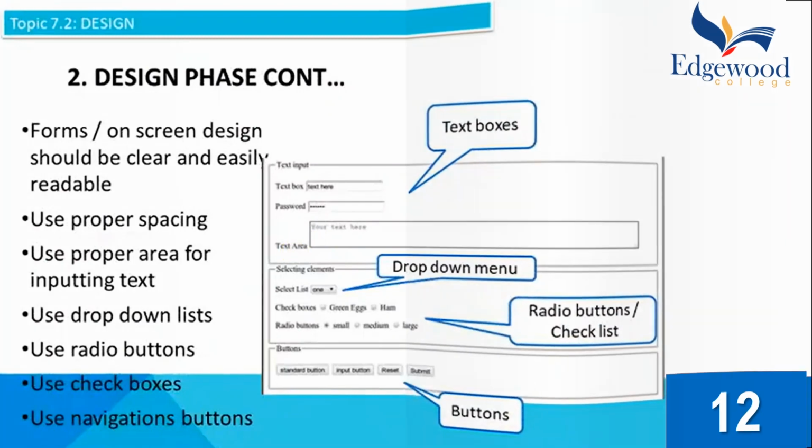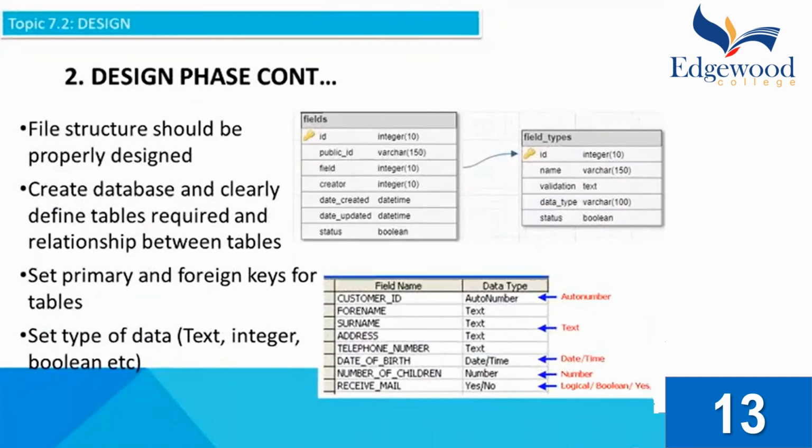Okay, so moving on. Now for the file structures, it should be properly designed. We've talked about the file structure, when we talk about the database that needs to be created, and we look at the files, the records, the primary keys, etc. Data types as well need to also be generated. So we have to create a database and clearly define the tables required and the relationship between the tables. Obviously, you want to create relationships between them.